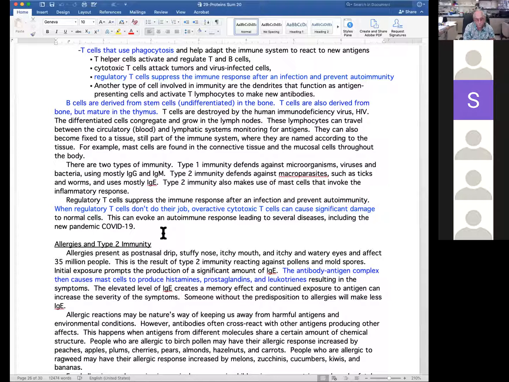Look at what's going on with people who have SARS-CoV, acute respiratory syndrome. It's really because their regulatory T cells aren't doing the job, so the cytotoxic T cells are just wreaking havoc on the patient's own lung cells. So it's meant to help protect you, but when it goes wrong, it really goes wrong. It really becomes an autoimmune disease.